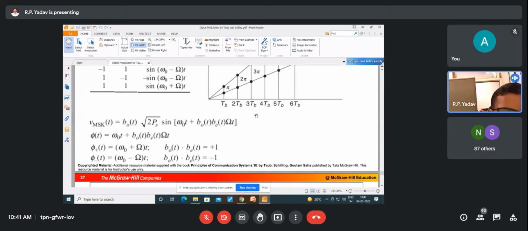Phase change is 2 pi, that means it has hardly any effect, because the phase is changing by 2 pi. The problem is with the odd change corresponding to the signal I'm transmitting. So look here, if I have this particular transmission or phase change, it's changing by pi.